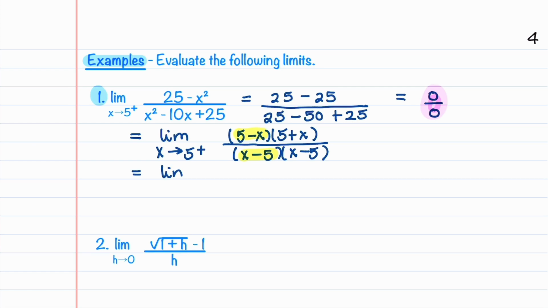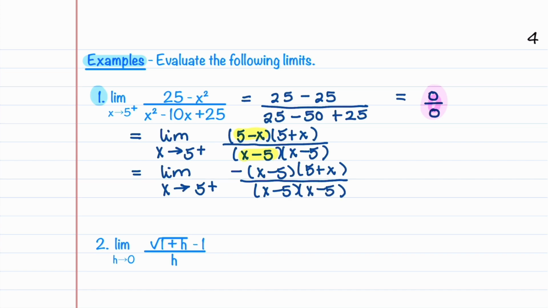Let's write this as the limit as x approaches 5 from the right of minus (x minus 5), and then we have a 5 plus x, and then our denominator is the same, x minus 5 and x minus 5. Now let's focus again on these two terms. They are the same now, so we can cancel them out, and we can now go ahead and substitute in that x is going to 5 from the right. This gives us a minus 5 plus 5 from the right, all divided by 5 from the right minus 5.